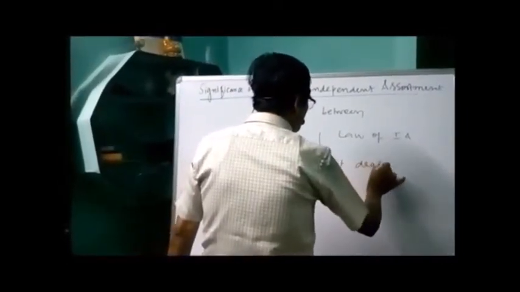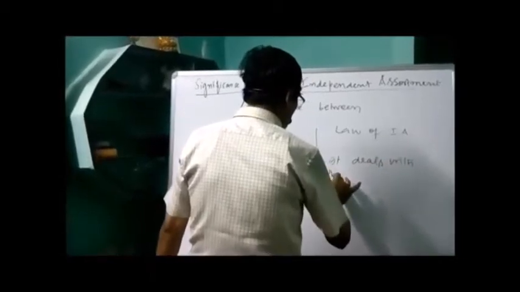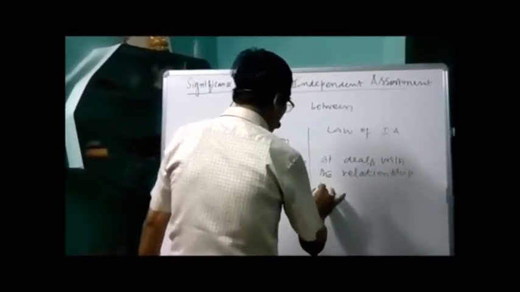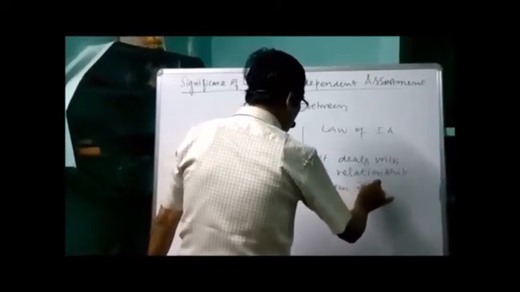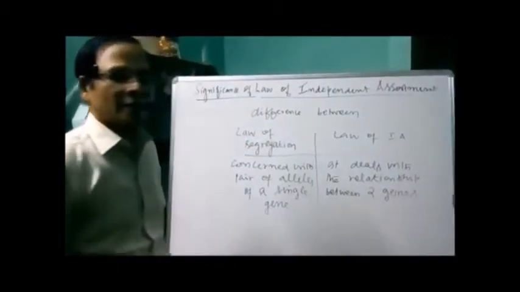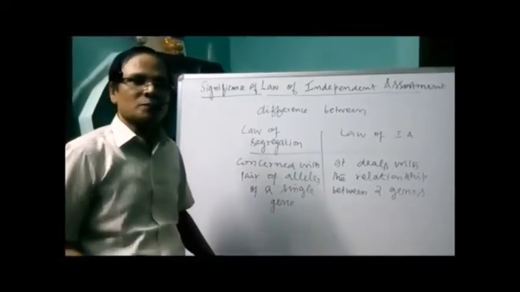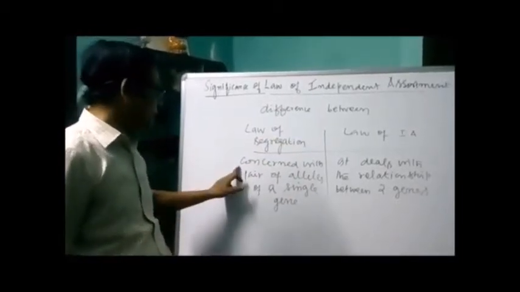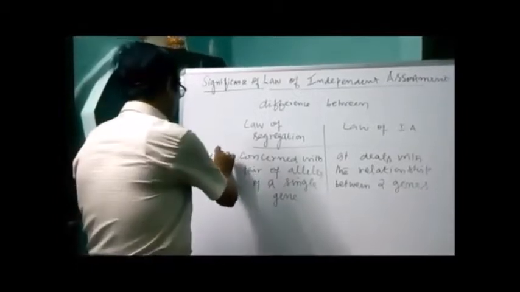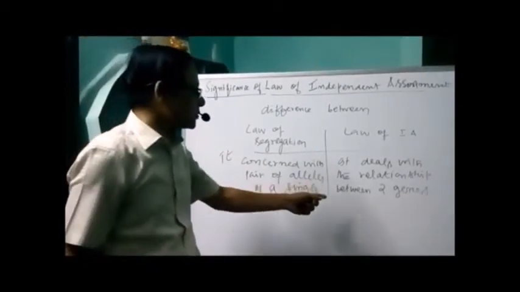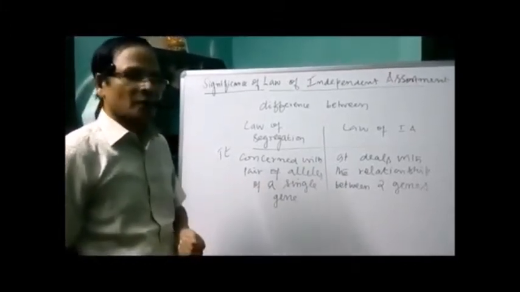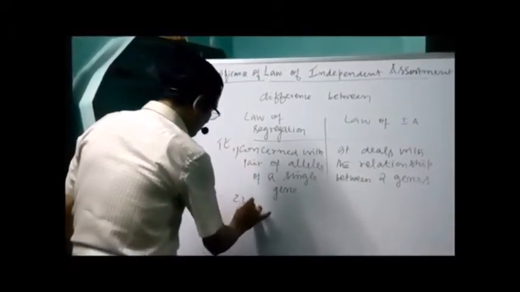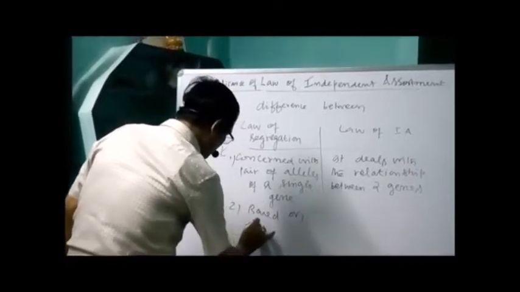It deals with the relationship between two genes: how far the genes are interacting together, in what way they are responsible for the expression of the characters. So this is the difference between the law of segregation and the law of independent assortment. The law of segregation is concerned with the parent alleles of a single gene, for example capital T small t. The law of independent assortment deals with the relationship between two genes, for example round and yellow. Now it is based on a monohybrid cross.